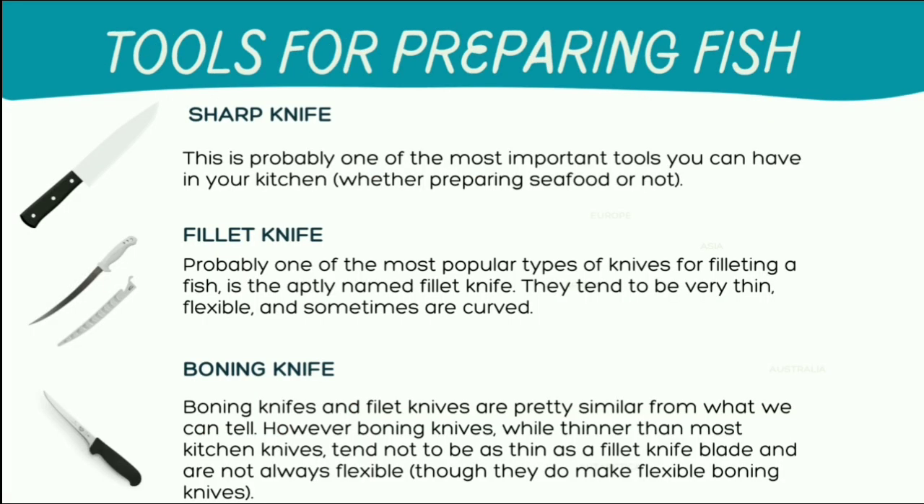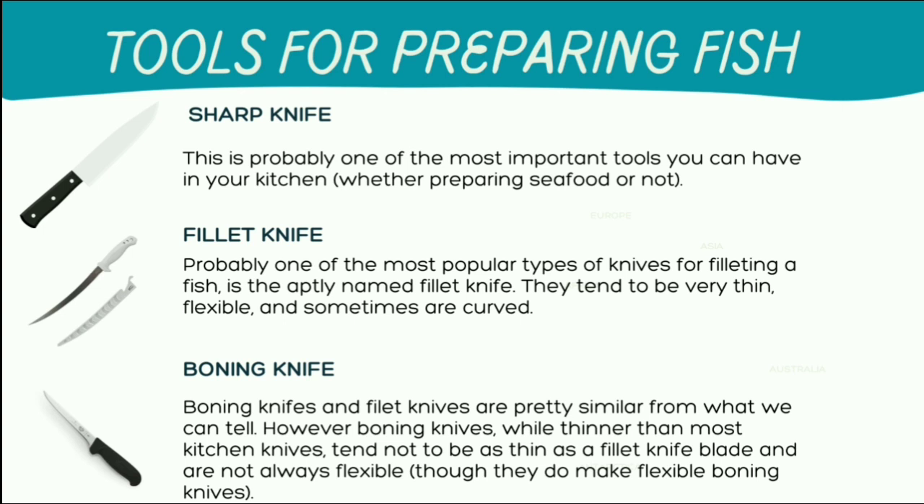Next, tools for preparing fish. Number 1, sharp knife. This is probably one of the most important tools you can have in your kitchen, whether preparing seafood or not. There are many different types of knives, and ultimately it comes down to what you are using the knife for and your personal preference to determine which knife is right for you. The most important thing is that your knife is sharp.